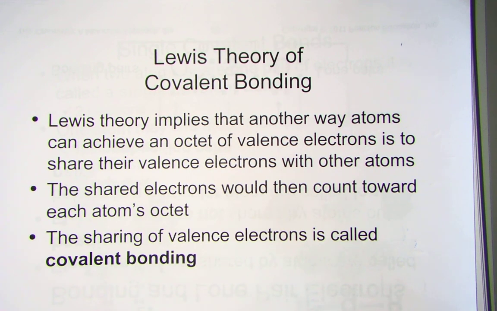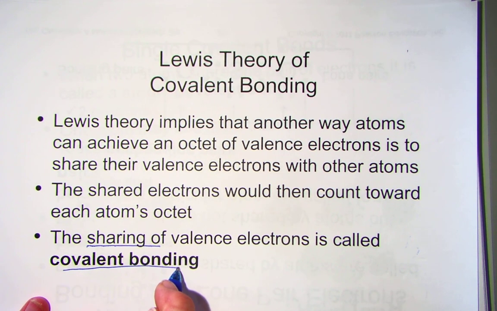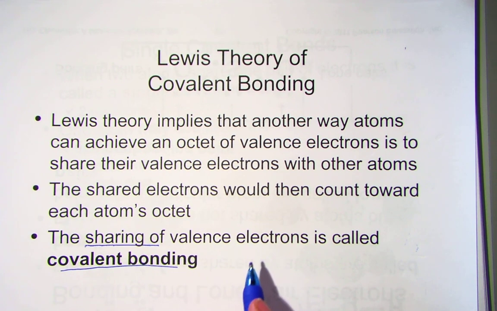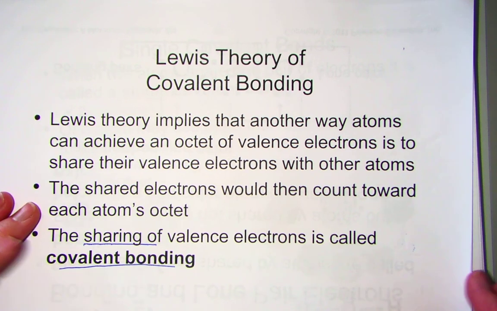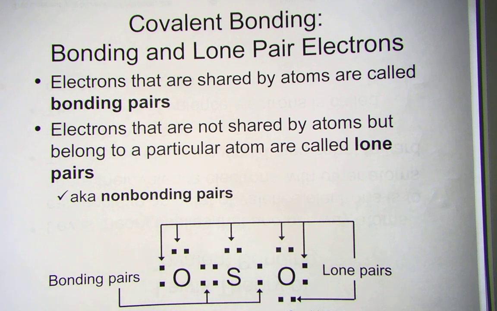In covalent bonding, there is another way atoms can achieve the octet, and that's by sharing electrons in what's called a covalent bond. Literally, the nonmetals group together and share their outer electrons so that everyone achieves an octet. Electrons that are shared are called bonding pairs. Electrons that are not shared are called lone pairs or non-bonding pairs. That tends to be what I say, non-bonding electrons.